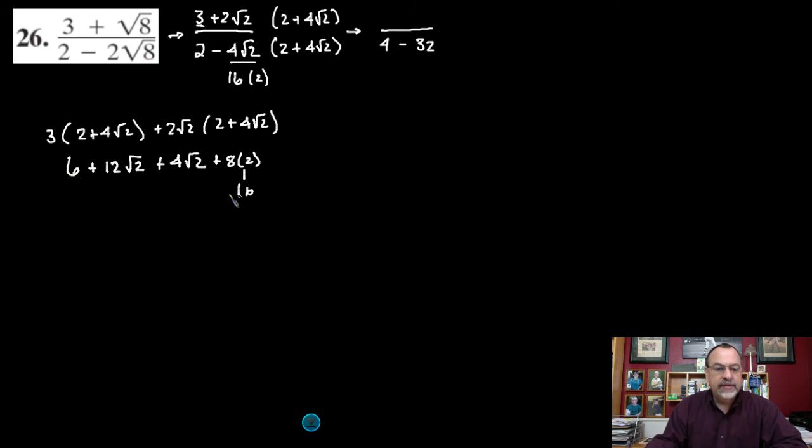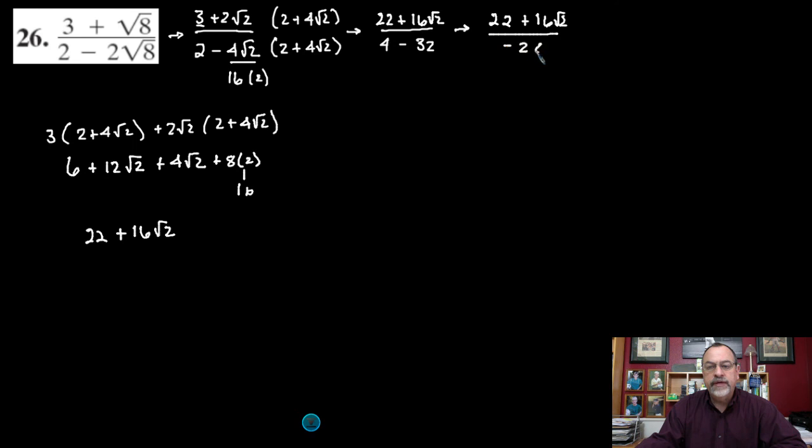So then I add my like terms. I have 16 and 6, which is 22, and then the 12 and the 4 radical 2, which is 16 radical 2. So my numerator is 22 plus 16 square root of 2. When I add the denominator together, I then get 22 plus 16 square root of 2 over negative 28. I now want to split this into its 2 fractions, so that's 22 over negative 28, plus, and then I have 16 square root of 2 over negative 28.